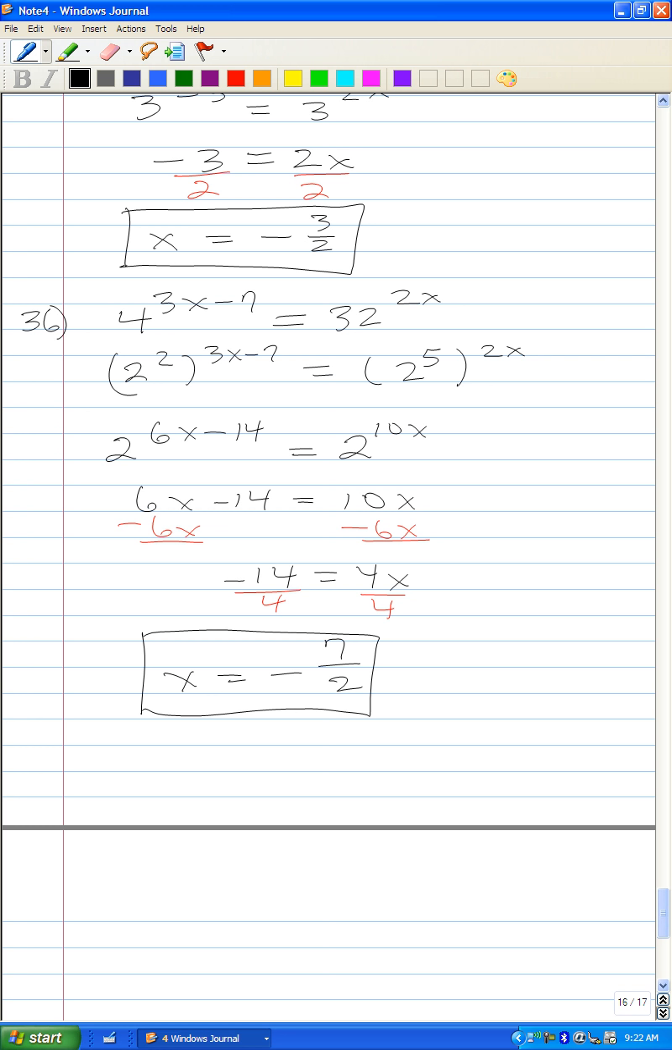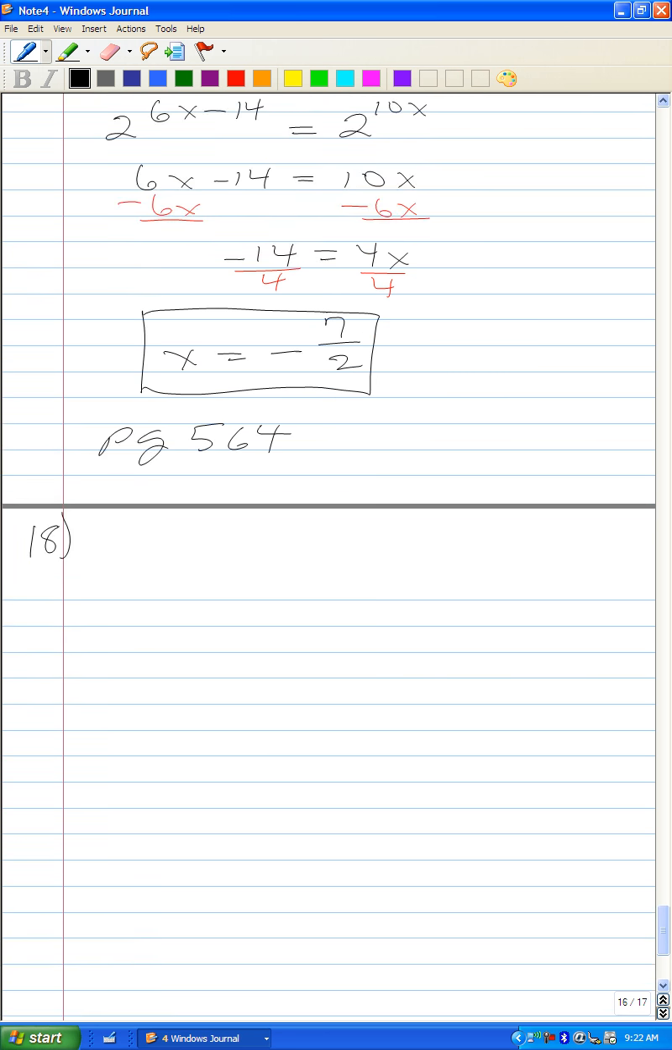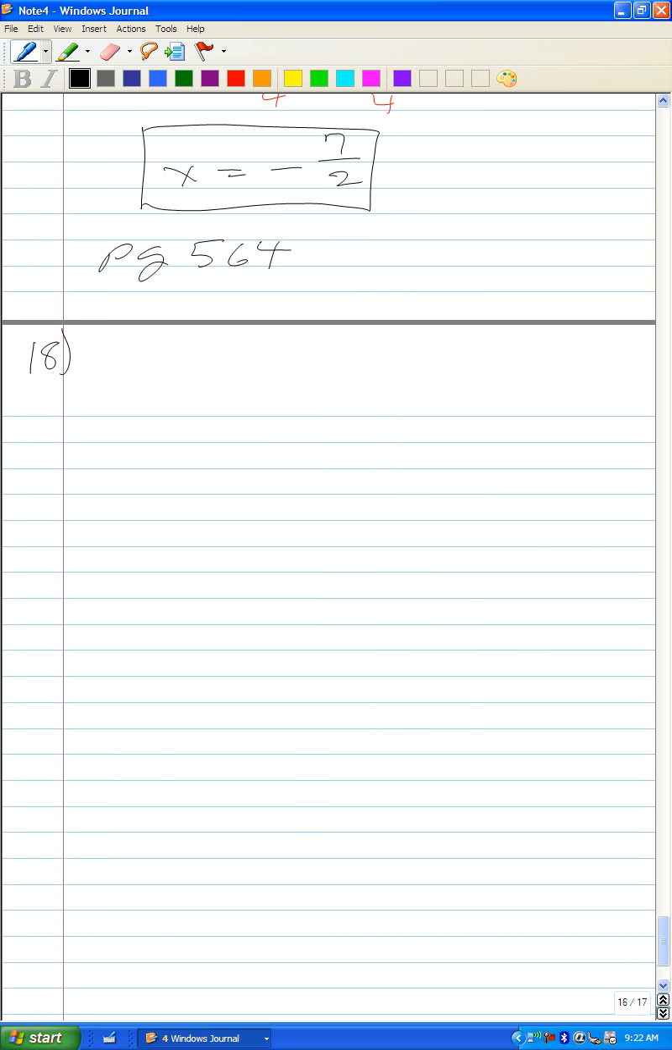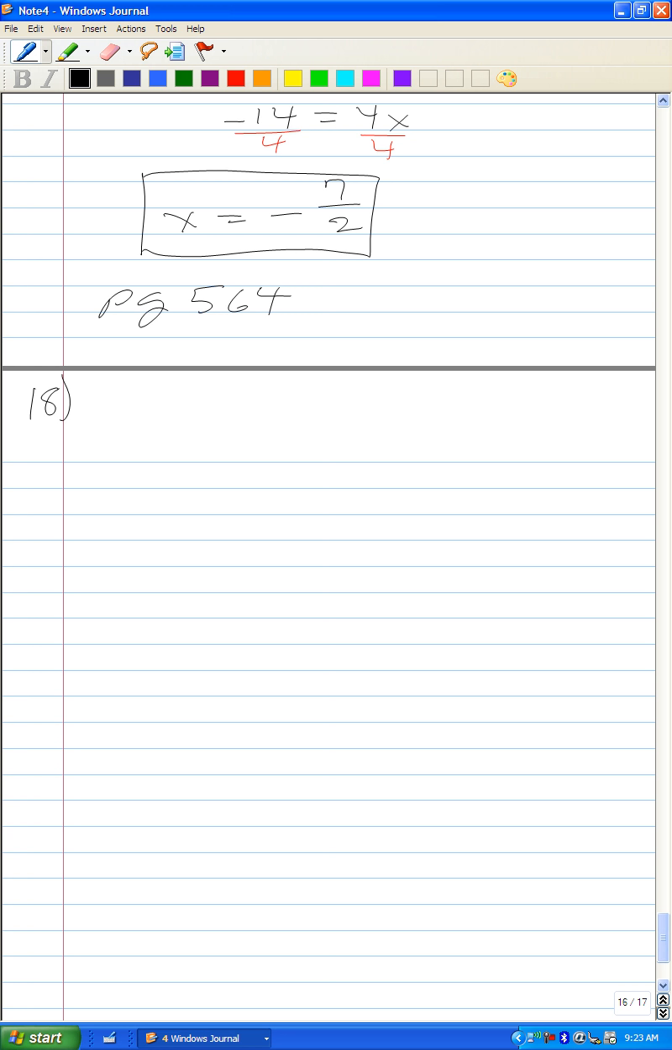Let me do section 9.4 on page 564. Let me do problem number 18. The size of the rat population of a wharf area grows at a rate of 8% monthly. If there are 200 rats in January, find how many rats should be expected by next January.